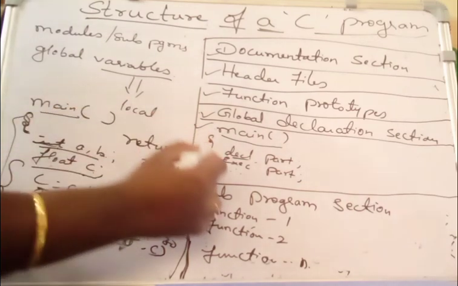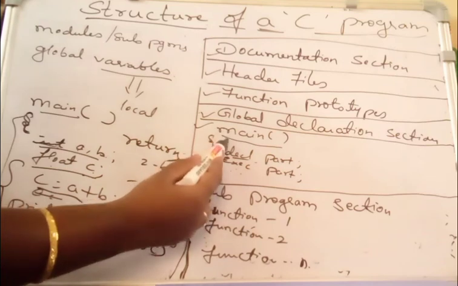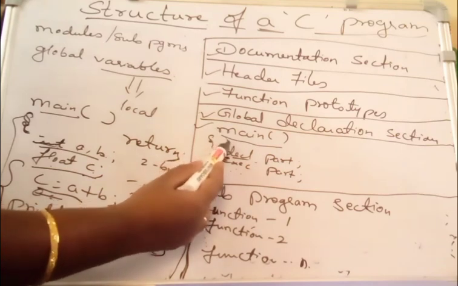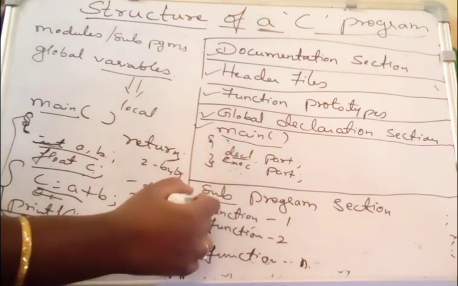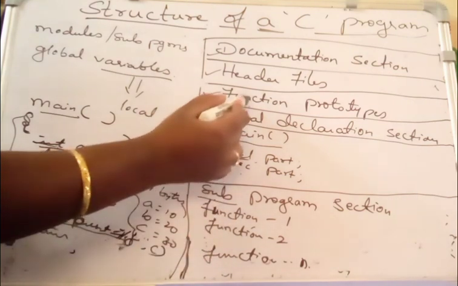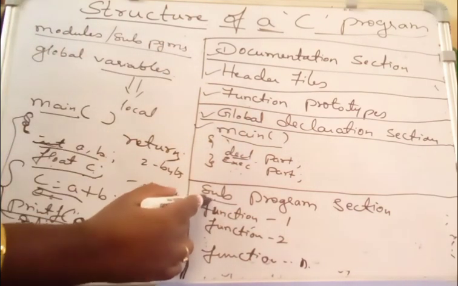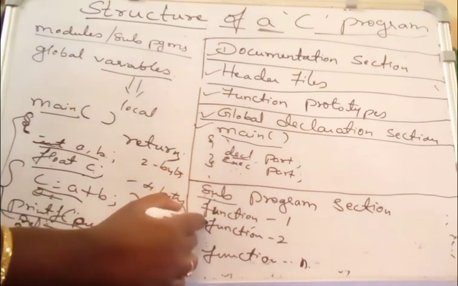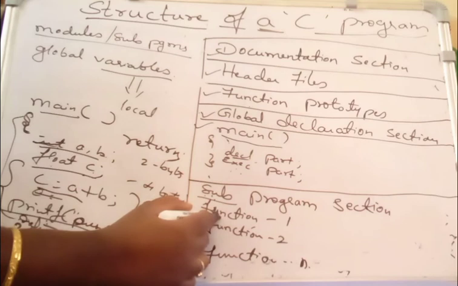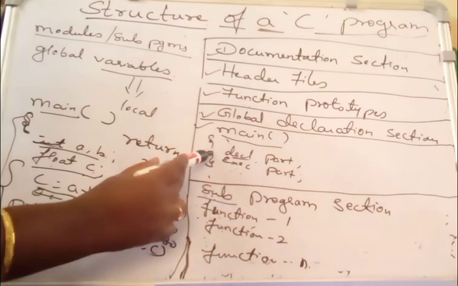Okay guys, every program execution begins with a main function, and then it might be followed by sub-programs. Suppose you are writing a program using modules or sub-programs. Then what is the sub-program section? After the main function only, you have to write the sub-programs, however many functions you're writing, function 1, function 2, function 3 and so on. Each and every function, main is also a function.